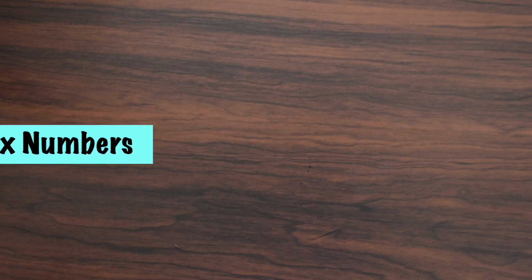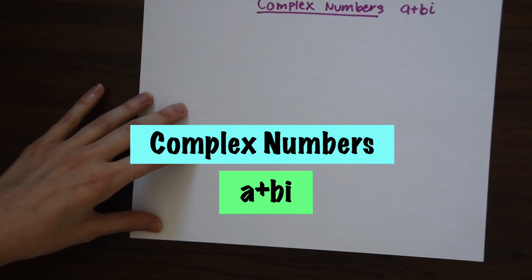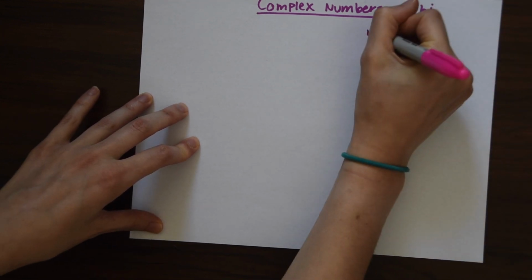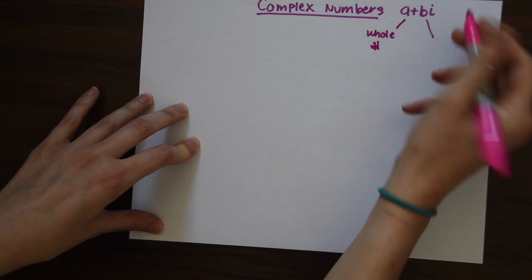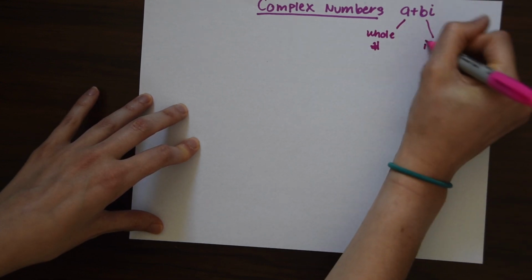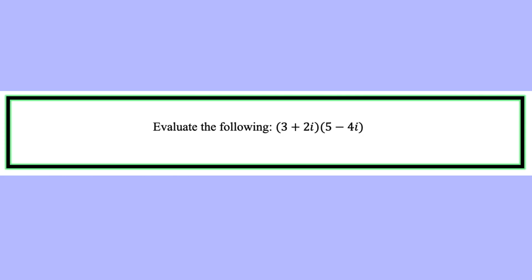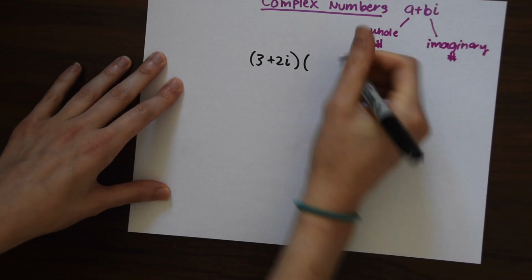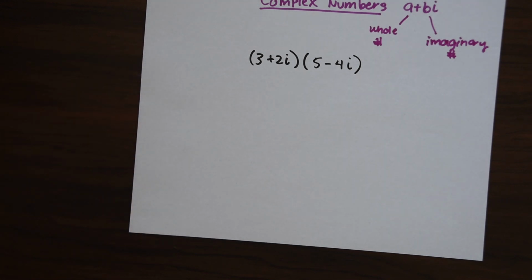Now we're going to look at complex numbers, which are a little different. Complex numbers always come in a+bi form, where a is just a regular whole number, and then b is a whole number times our imaginary number, so it becomes an imaginary number. So they're not complex at all. Our question wants to multiply two complex numbers together, 3 plus 2i times 5 minus 4i.